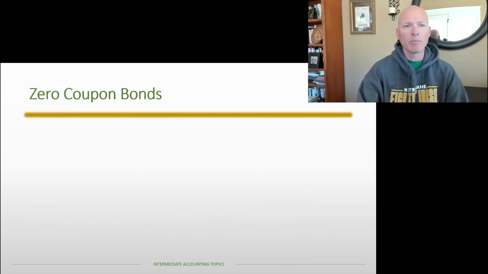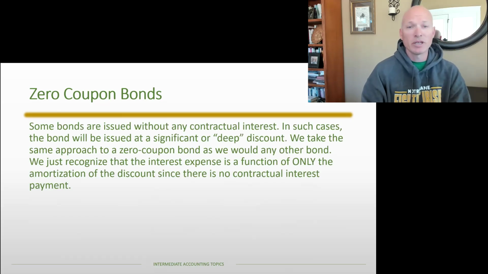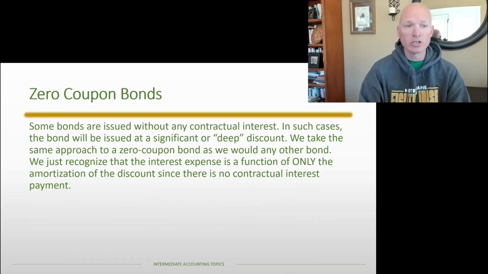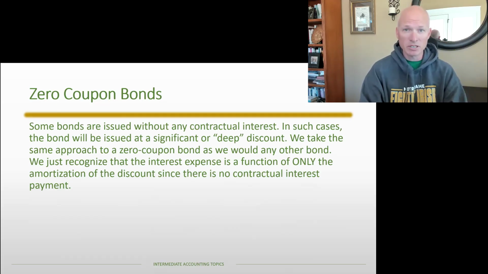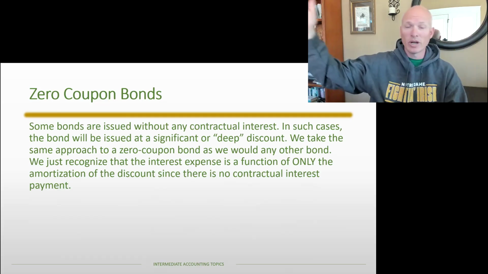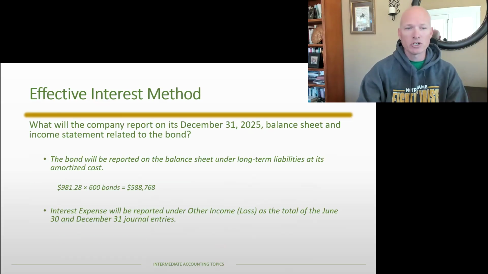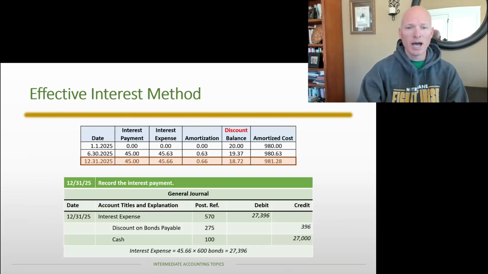Another type of discount bond is a zero coupon bond. And so basically, in that case, there is no contractual interest. And so in that case, there's going to be a pretty steep discount because obviously the stated rate is zero. And you compare that to the market rate, which could be 9, 10, whatever percent, that's going to be a very large discount.